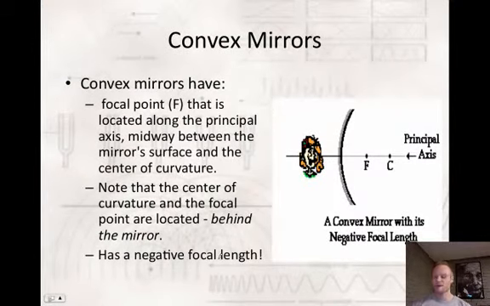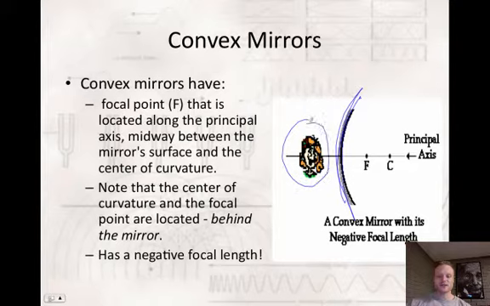A convex mirror, unlike a concave mirror, basically is a rounded out mirror. The side where this lady is will be kind of silvered or mirror looking. Behind it is going to be your focal point, which is right there, and your center of curvature, which is right there. You'll notice that the focal point and the center of curvature are still along the principal axis, so that hasn't changed from concave mirrors. The only difference is that the focal point is actually behind the mirror.